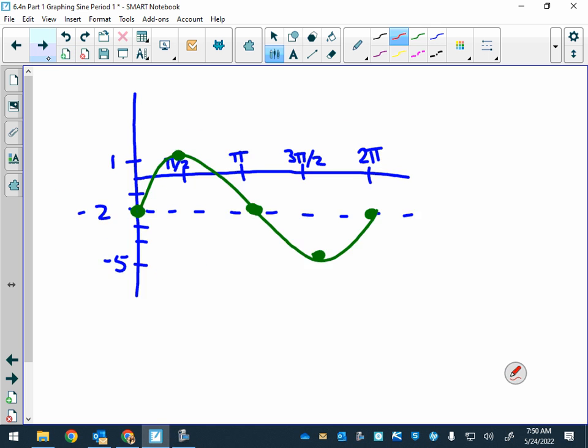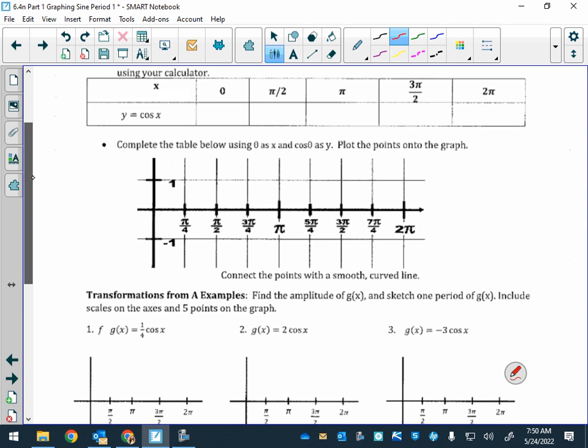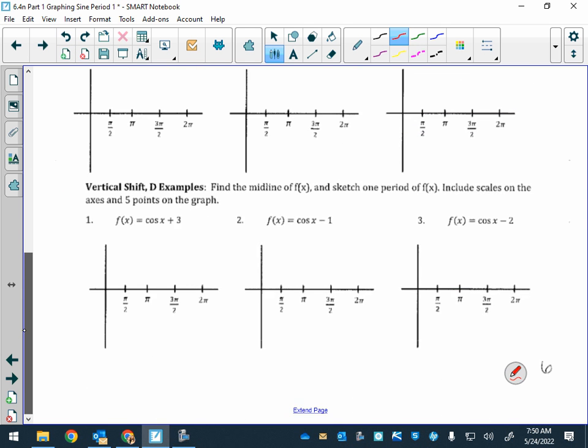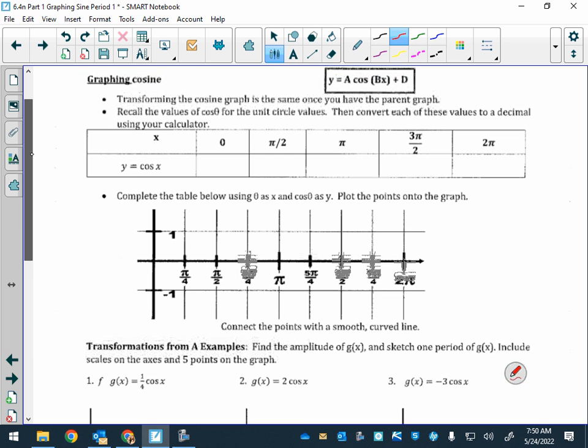So now, if you could turn to page 6. Okay. If you could turn to page 6, I want you to take a minute to fill out the chart for cosine. Okay? Take a minute to fill out the chart for cosine, please.